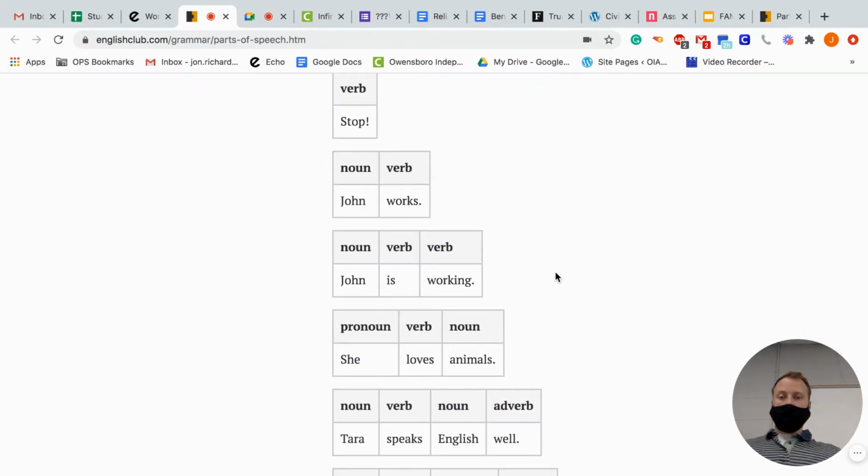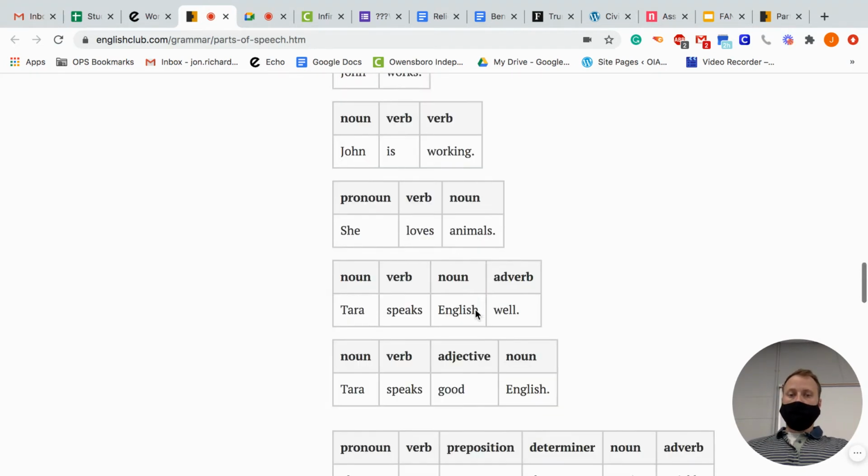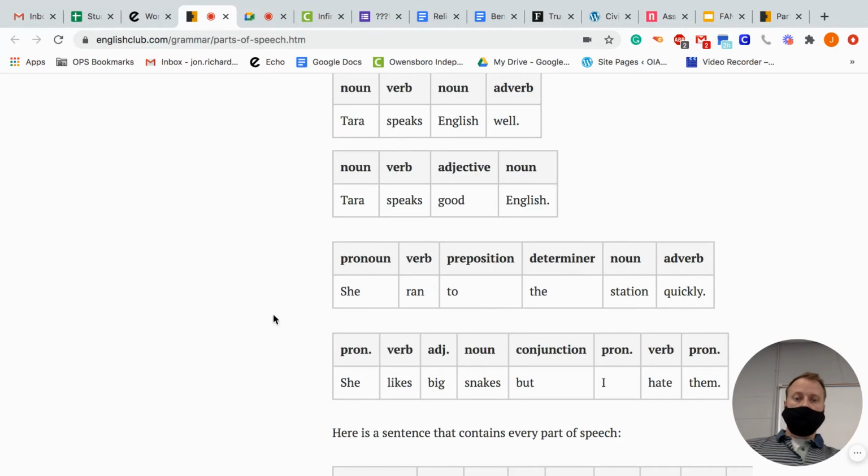Now you can have longer sentences, and we can break down each of these words into their categories. So John is working. So John is our subject. What is John doing? He is what? He's working. John is working. Okay? We also can use pronouns, which provides more context to our noun, which is she loves animals. So we can have a pronoun, she, who is our subject, loves, our verb, animals. And we can go all the way down to really a lot longer sentences. She ran to the station quickly.